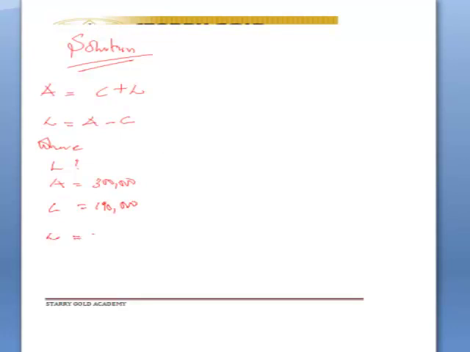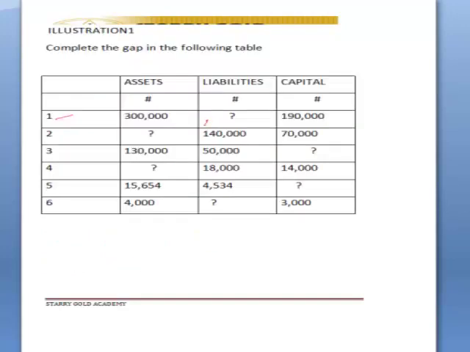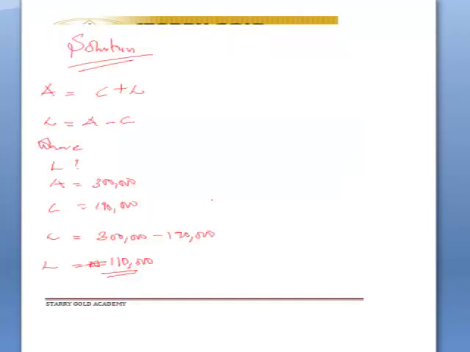So what is L? L equals 300,000 minus 190,000, and L will equal 110,000 naira. So here L is 110,000.